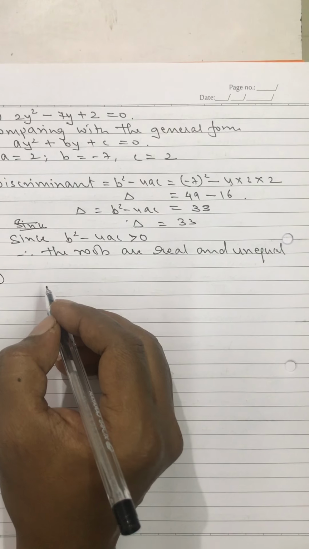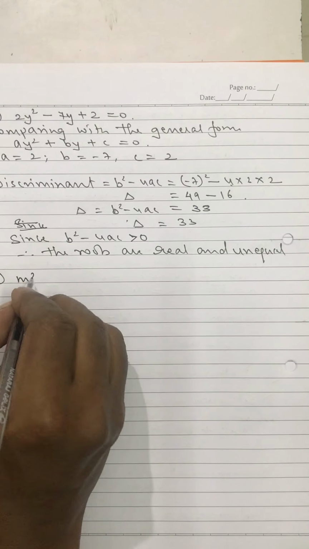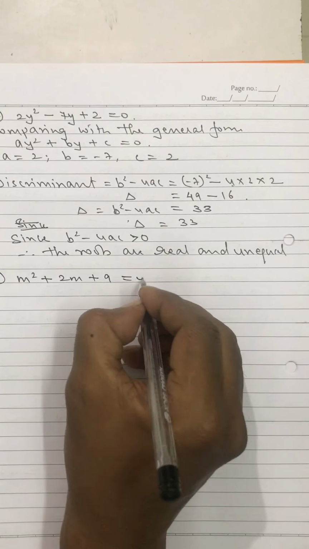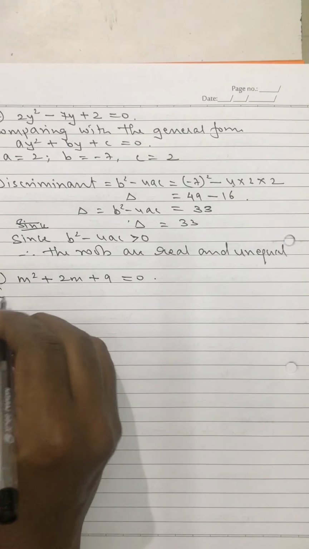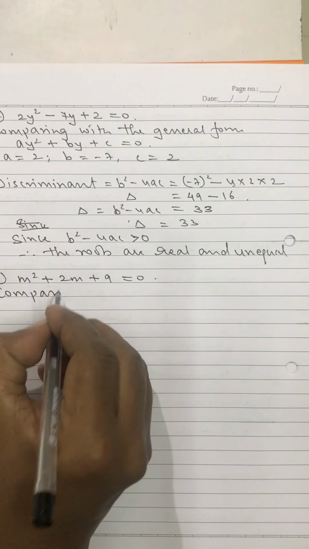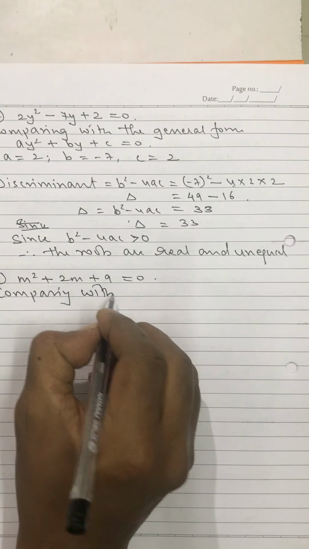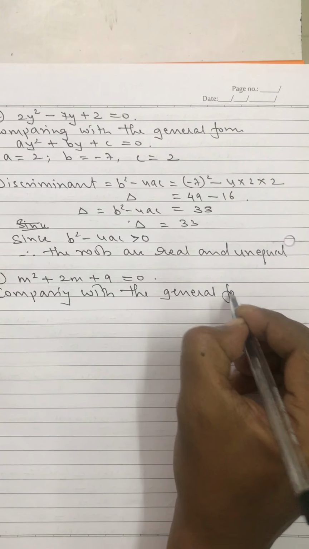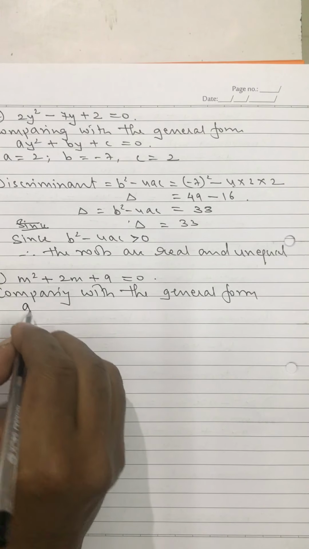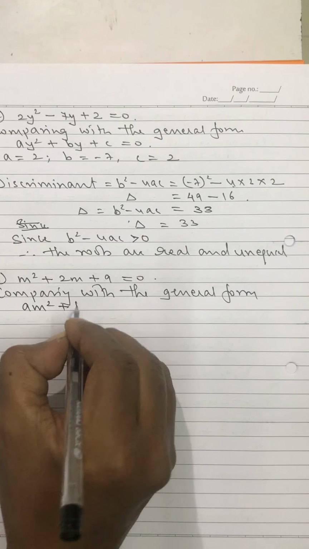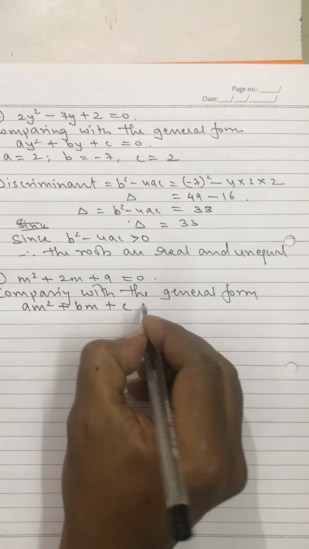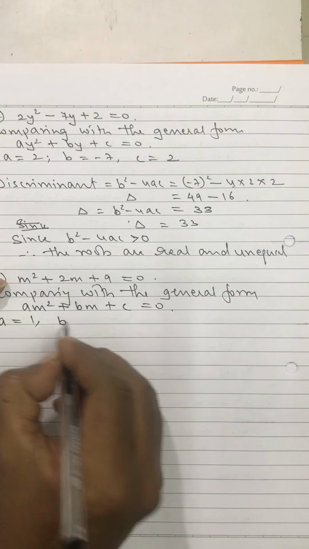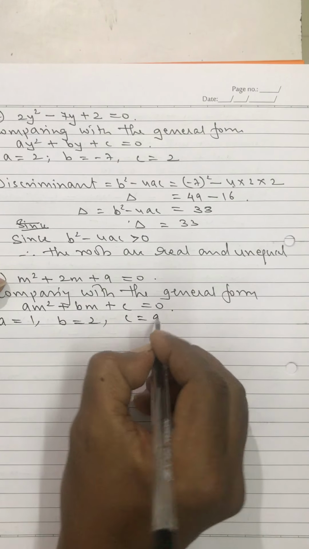So question number 3, m² + 2m + 9 = 0. Again the same thing, comparing with the general form. What is the general form? am² + bm + c = 0. You get a is equal to 1, b is equal to 2, c is equal to 9.